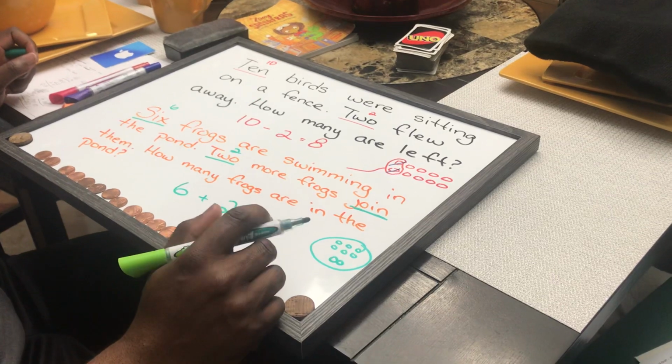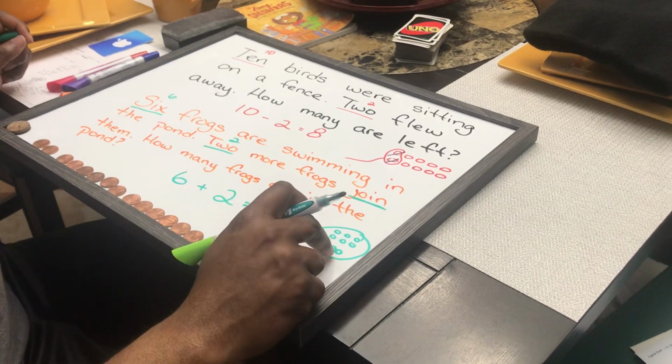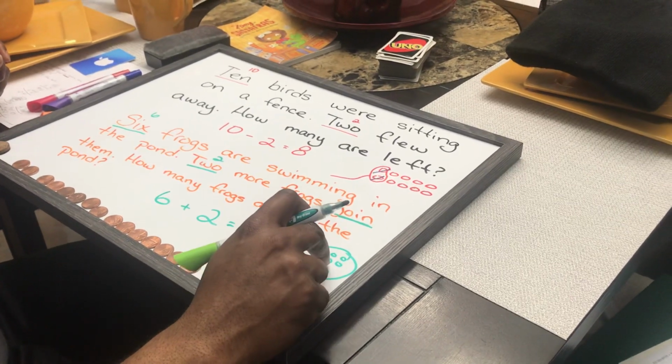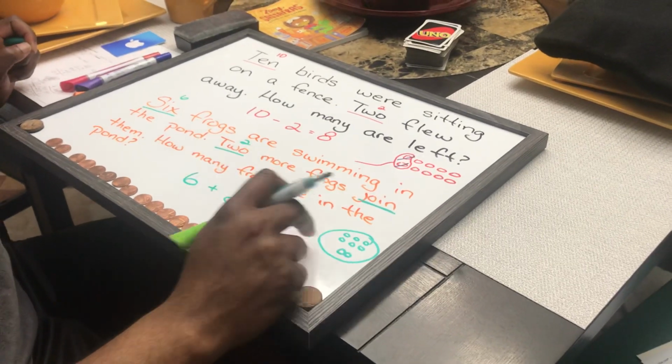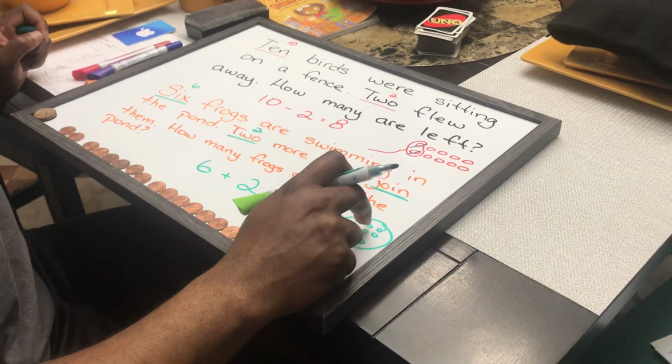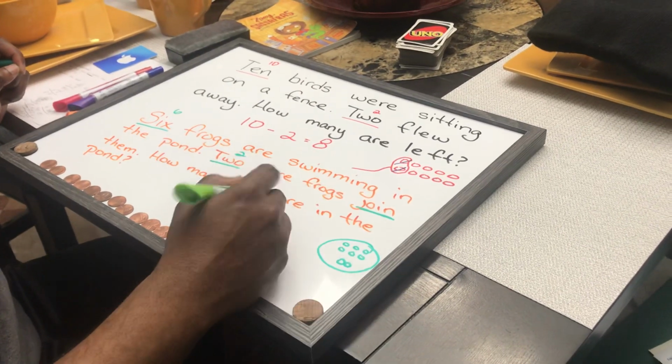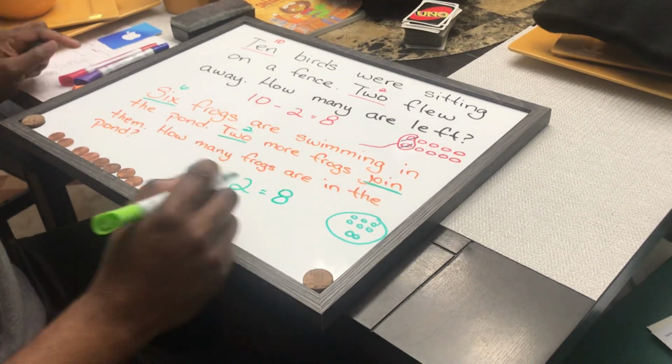count it. You guys already know, let's count by 2s. 2, 4, 6, 8. Or we can count by 1s. 1, 2, 3, 4, 5, 6, 7, 8. So 6 plus 2 equals 8.